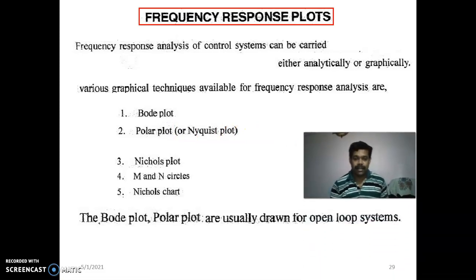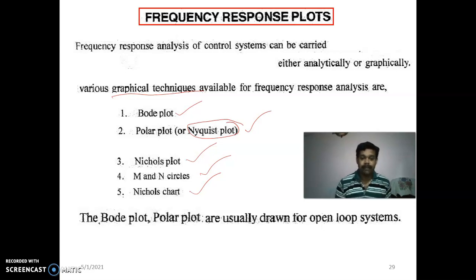Okay, these are the types of graphical techniques available to find the frequency response. So what is frequency response? Varying the frequency and seeing what is happening in the output is nothing but frequency response.